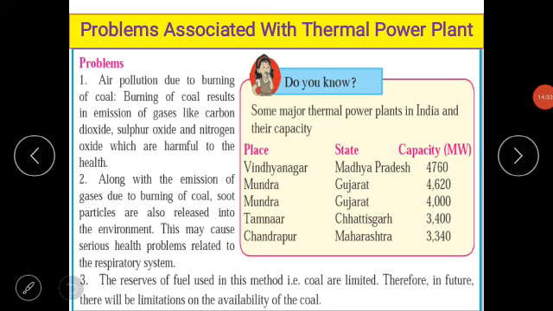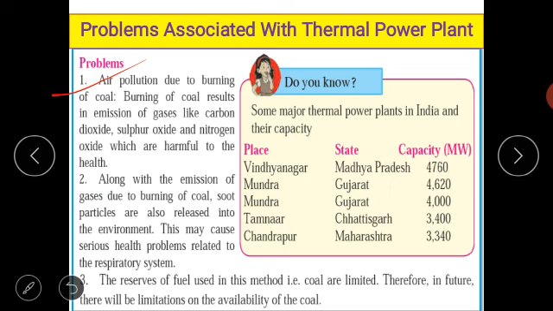As I said, there are problems associated with the thermal power plant because we are burning coal over there and it releases harmful gases. As I said, sulfur dioxide, nitrous oxide and all, so it causes air pollution. So that I have highlighted over here. Air pollution due to burning of coal.